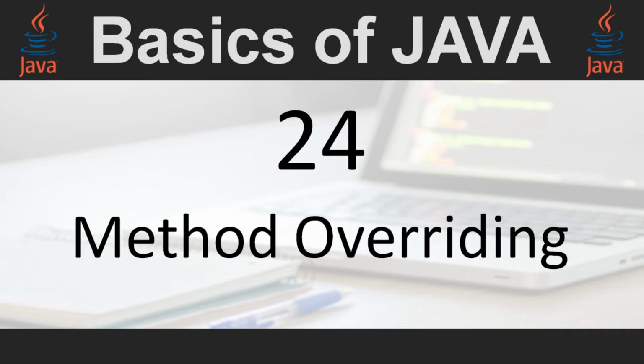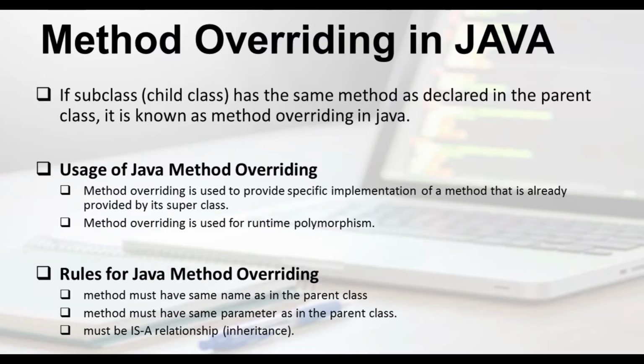In this video you are going to learn what is method overriding in Java. Method overriding looks somewhat similar to method overloading, which has the same method with different number or different type of parameter, but in method overriding the same method name will come in the subclass also. Let's first of all define what is method overriding.